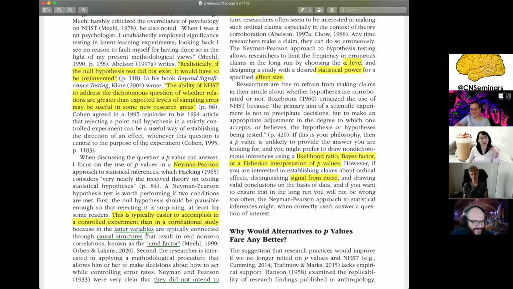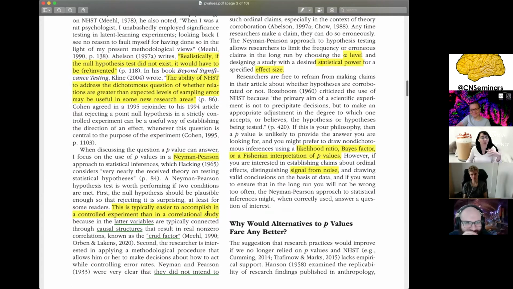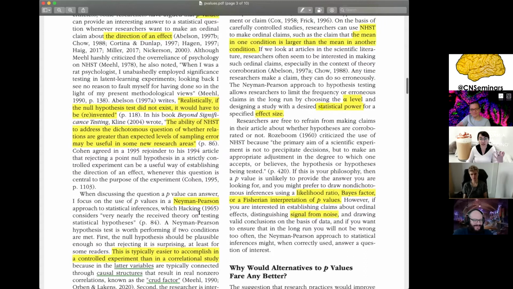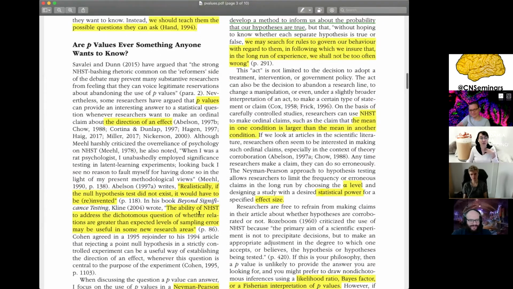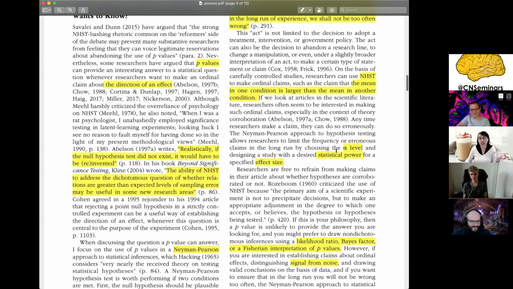We have to be careful when we are looking at correlations, because there could be some latent variables, causal structures that we are not considering in this analysis. But if we wanted to compare the difference between two means, so the null hypothesis testing that the mean in one condition is larger than the mean in another condition, this can be informative. It can be useful to use p-values.